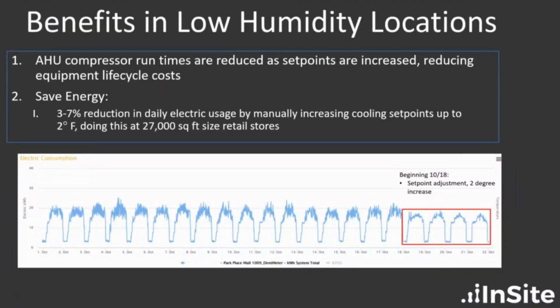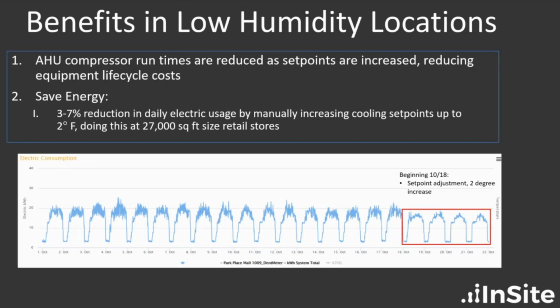Benefits in low humidity locations. The effective set points in these situations would rise to maintain the same enthalpy value. The benefits that we see here: air handling unit compressor run times are reduced as set points are increased. This reduces the equipment life cycle costs, but most importantly, it saves energy.